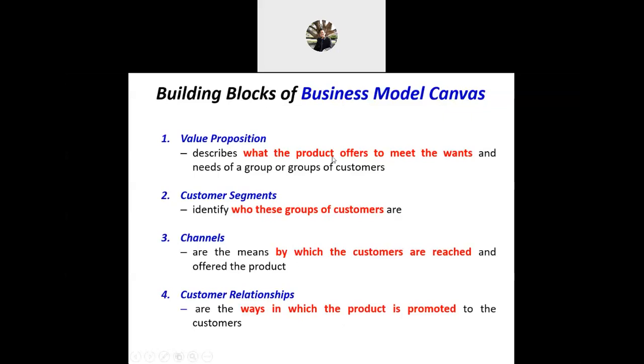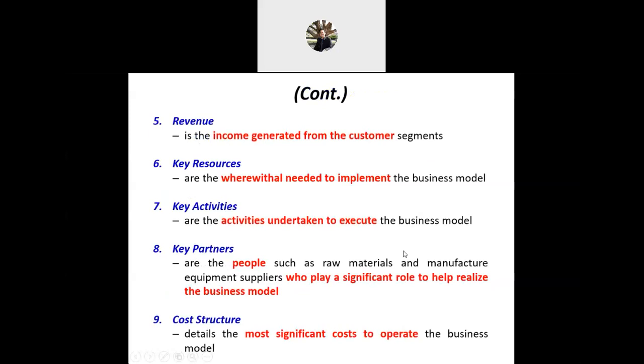For example, number one is the value proposition, which describes what the product offers to meet the wants and needs of a group of customers. Customer segment: who is the group of customers. Channels: how the customers are reached. Customer relationship: how the product is promoted to the customer. And then number five is the revenue, the income generated from the customer segment.